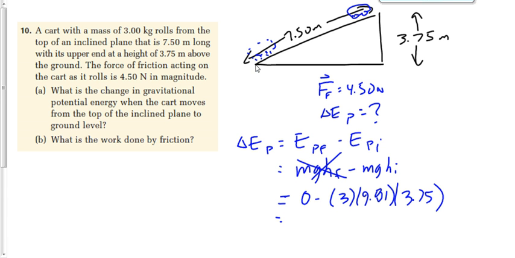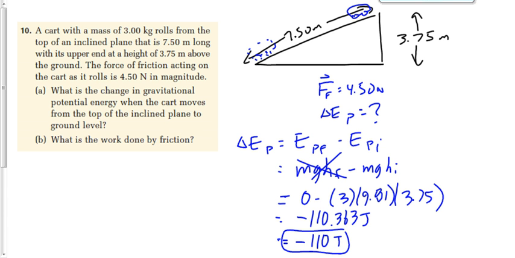What do we get when we multiply those three numbers together? 3 times 9.81 times 3.75. It's going to be negative, right? Negative 110.363 joules. Anybody else agree with that? Yes? Negative because it's final minus initial, 0 minus whatever. We have a loss of energy here, right? We should round that to 3 digits. So we're going to say negative 110 joules. That's how much potential energy we lost here, 110 joules.